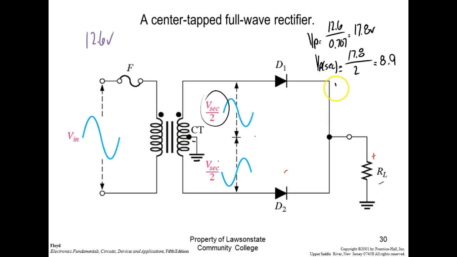Then we calculate V peak out. It would be equal to 8.9 minus 0.7, because these are silicon diodes. So V peak out would be equal to 8.2 volts, right? Then I calculate my DC out. So my volts DC would be equal to 2 V peak over pi. So we can take 7.1, divide it by pi, and then multiply that answer times 2.